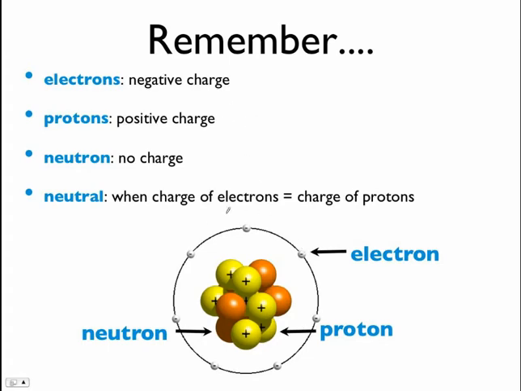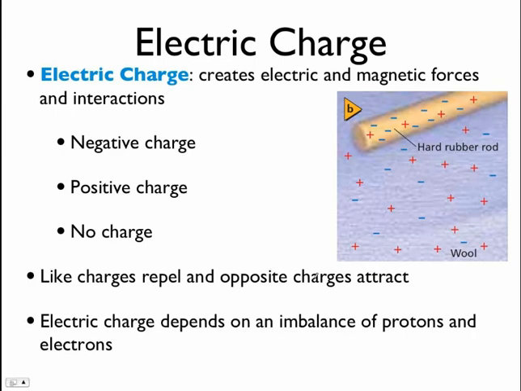Electrons are outside of the atom, and they have a negative charge. And protons are inside the atom, and they have a positive charge, and neutrons have no charge. And then an atom is neutral when the charge of the electrons equals the charge of the protons. So if you have the same number of electrons as protons, you're going to have a neutral atom. And this is really important for electricity because electricity is basically electrons and protons. So electric charge creates electric and magnetic forces and interactions.